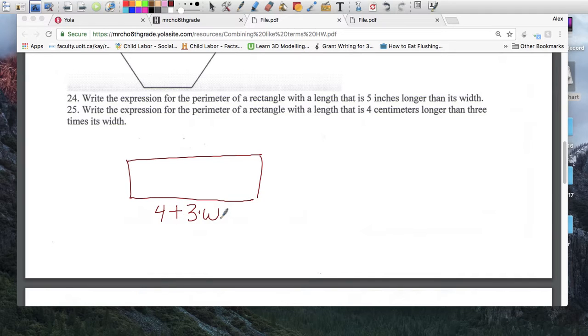On top, I'm going to write 4 plus 3 times the width because top and bottom are the same measurement. And then obviously if this is w, this is also w. I'm going to do the same thing here, perimeter. I'm going to add everything. 4 plus 3w plus another 4 plus 3w plus w plus w. Okay, 1, 2, 3, 4 sides. Let's add these.